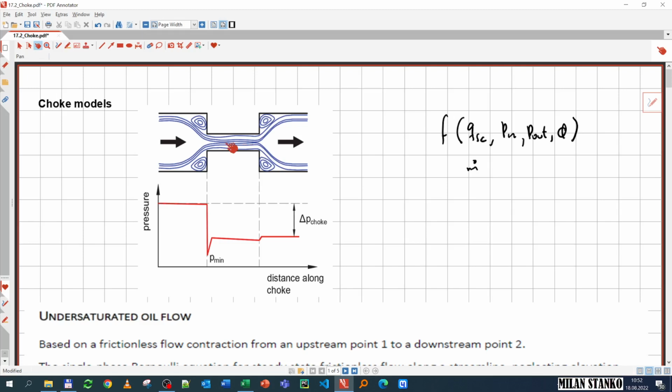To understand better how the mechanistic choke model works, we are going to go through two cases. The liquid case, undersaturated oil. Then we're going to go to the derivation of a model for the dry gas case. I'm going to give some comments about the multiphase case, and then we're going to have an exercise using the dry gas choke equation.